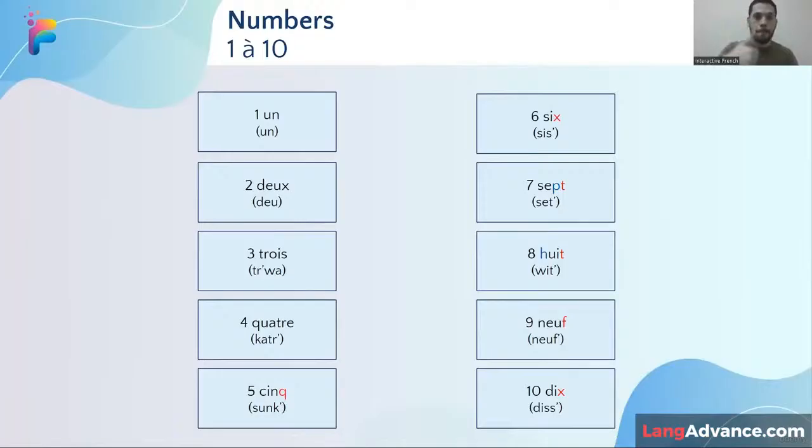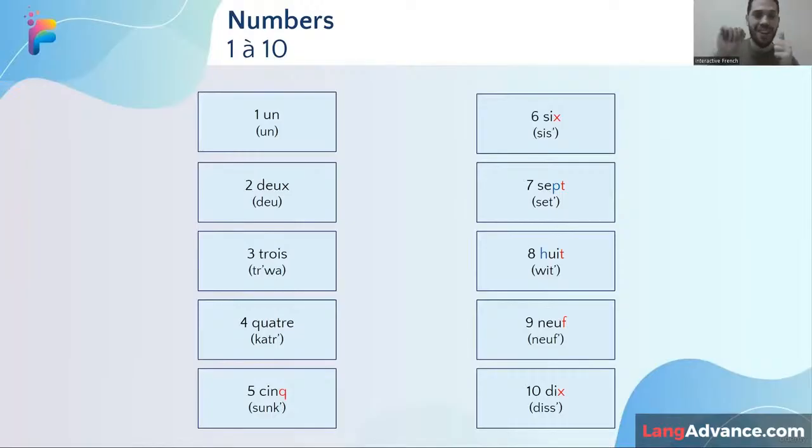Un, deux, trois, quatre, cinq. Okay? Un, deux, trois, quatre, cinq. All right, excellent. Moving on now to the numbers from 6 to 10.